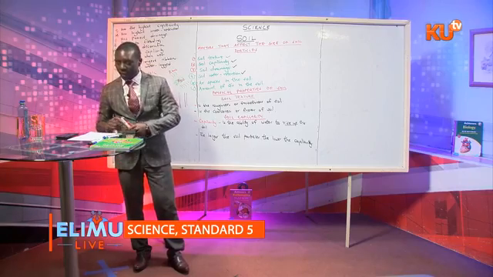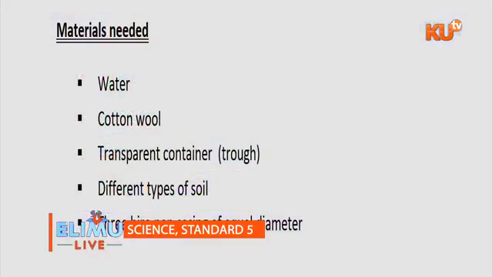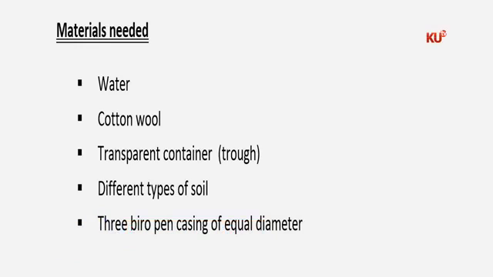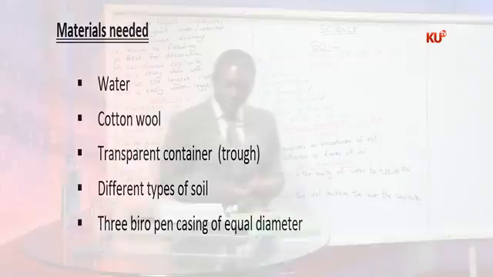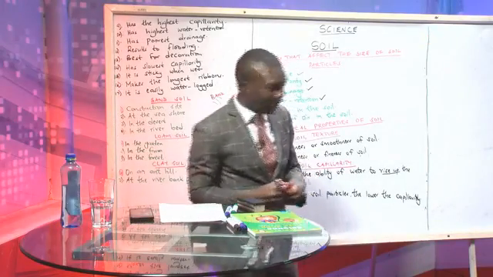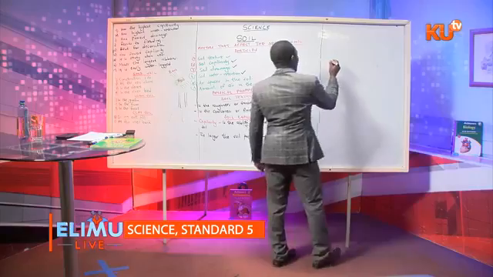Materials that are needed when you're investigating capillarity: 1, we need water. 2, we need cotton wool. 3, a transparent container or trough. 4, we need different types of soil. And then 5, we need 3 biopen casings of equal diameter. The procedure shall be shared on the screen as I draw that experiment here.